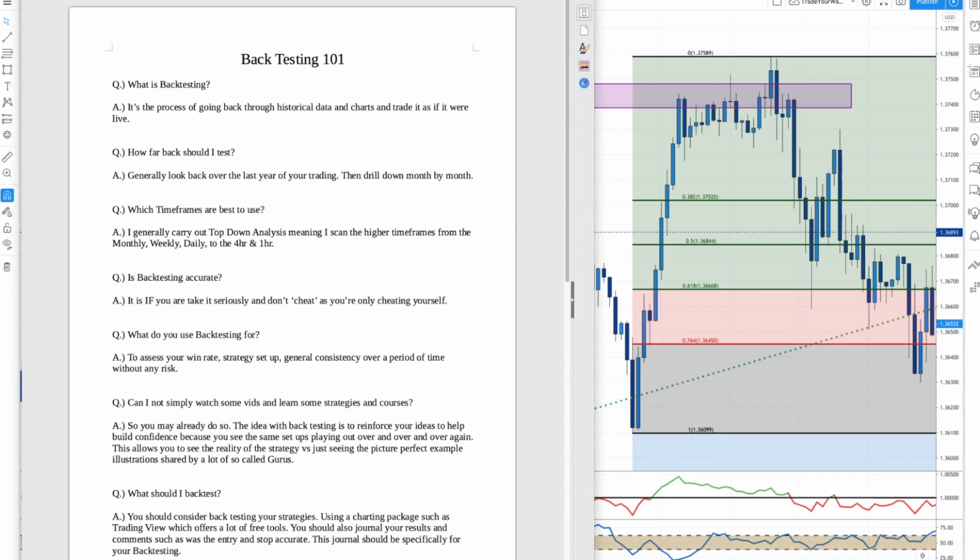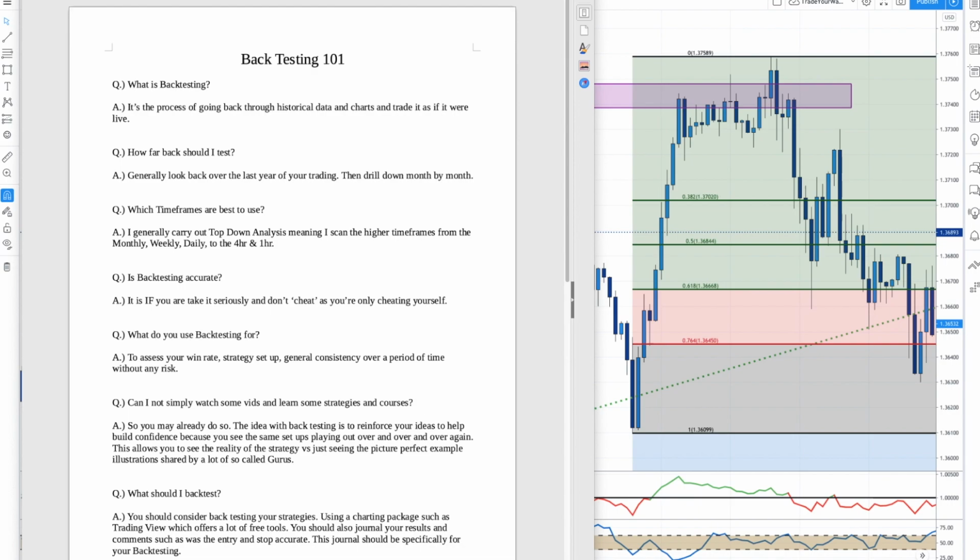Question 2, how far back should I test? That's another common question. Generally, I'd say look back over the last year of your trading. Then drill down month by month, because especially if it's the start of the year, you want to compare year on year. You want to see how you performed last year, how it went. Chances are that if you are a seasoned trader who's been trading for a good few years, all you're doing really is going back over what you've already traded. You will have already traded through a lot of this, so it's not so much of a chore to go back over your past results.